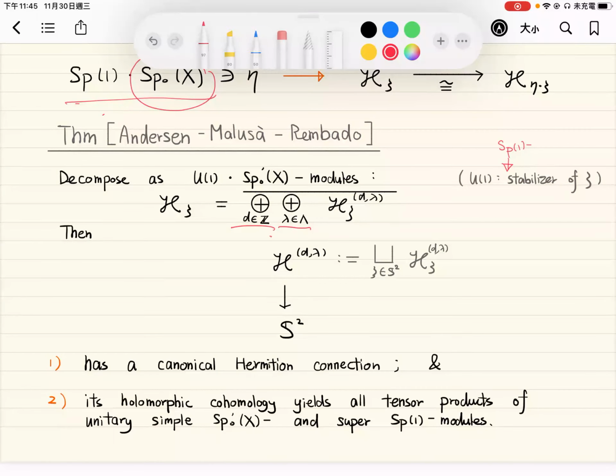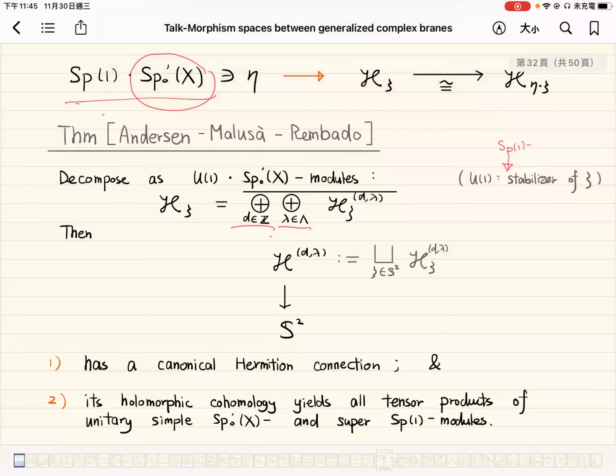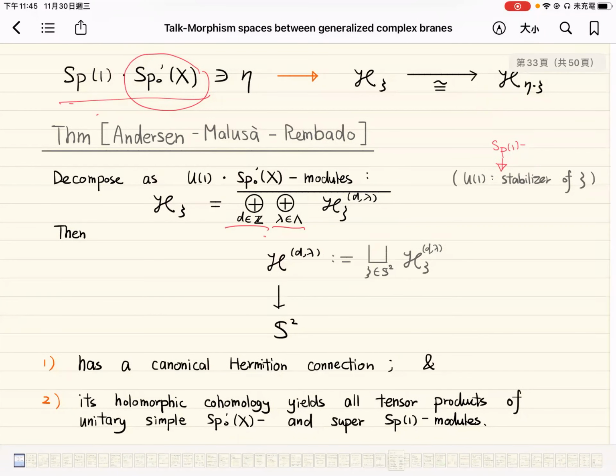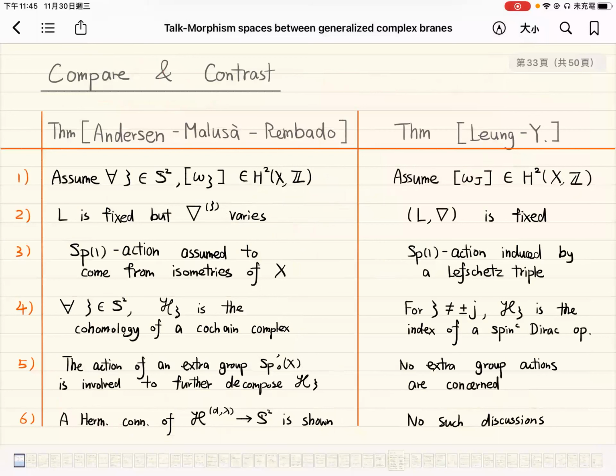I'm not trying to dig into details here because I think one of the audience is the one that proved this theorem. But my purpose is that I want to give a certain kind of comparison for the theorem and our theorem. So I also draw a table here, with comparison and contrast between the two theorems.